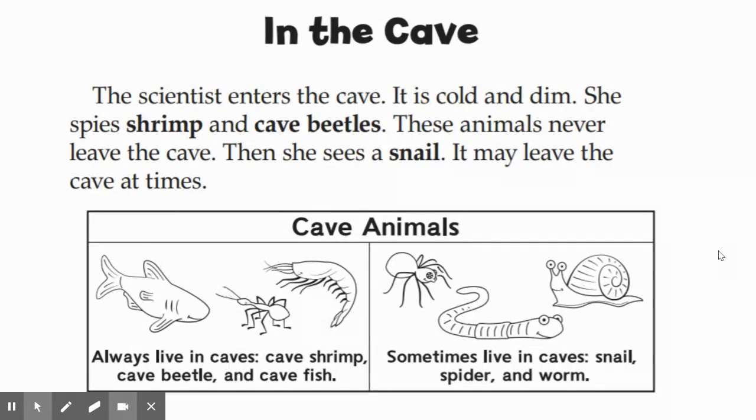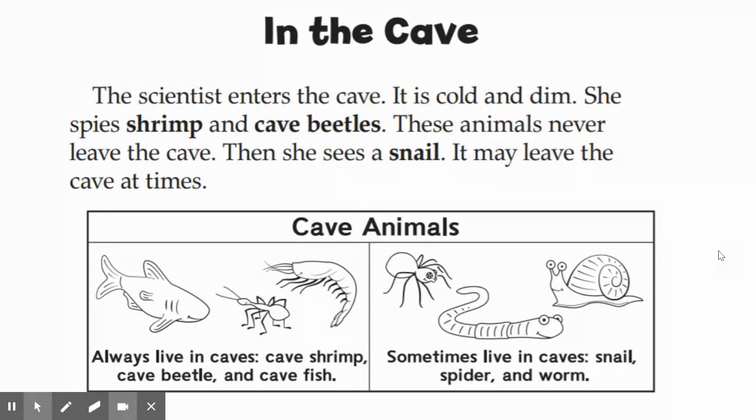In the cave. The scientist enters the cave. It is cold and dim. She spies shrimp and cave beetles. These animals never leave the cave. Then she sees a snail. It may leave the caves at times.